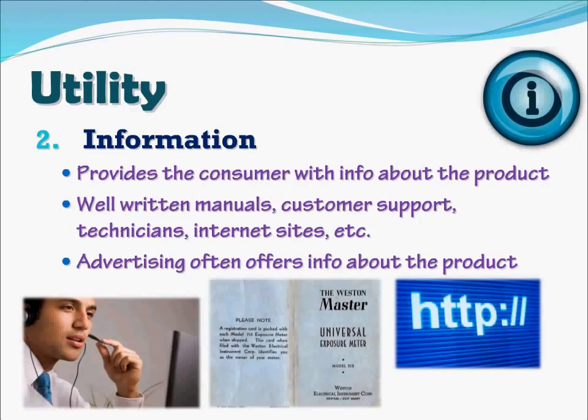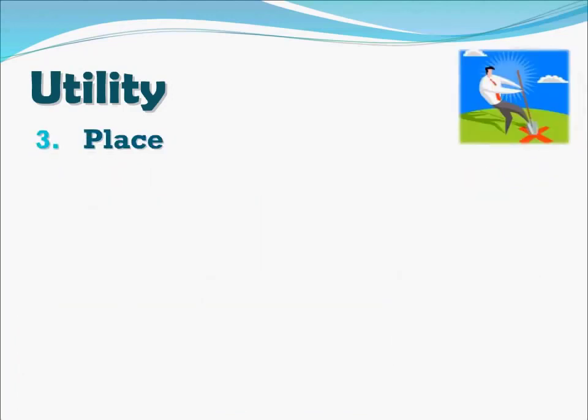And so what we find now with many products is that there are no longer written manuals. You now have to go online to find this information. Now this can be good and bad. It makes it easy and you don't have to worry about losing that manual, but what about the people who don't have an internet connection? So information utility provides this information for consumers. They need to know how to use the product.